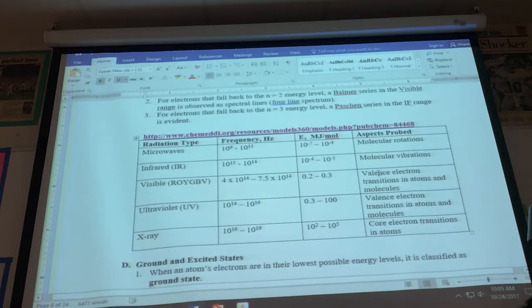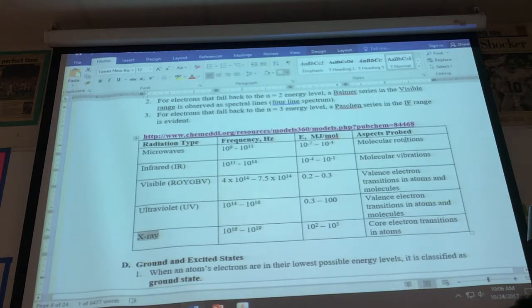If you want to eject a valence electron, cause it to transition, you need to be in the visible or UV light region. And if you want to remove a core electron, that's a non-valence electron, you will use X-rays of higher frequency and higher energy.